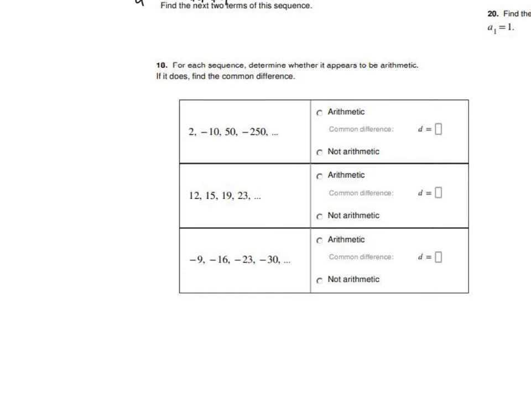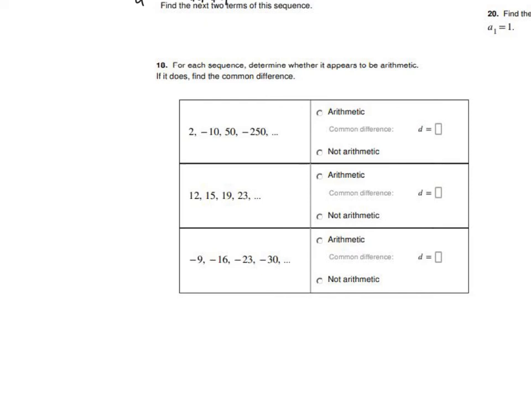Question 18 says, for each sequence, determine whether it appears to be arithmetic. If it does, find the common difference. So with our arithmetic sequences, we remember that that common difference is a number that we add or subtract each time to get the next number. When we multiply or divide, that's not arithmetic. That's what we call geometric.